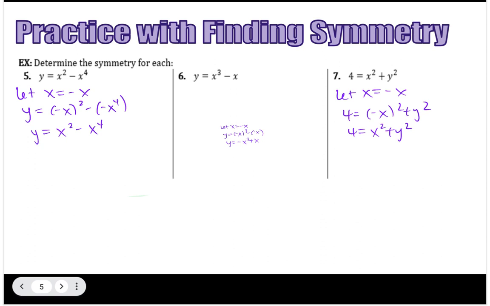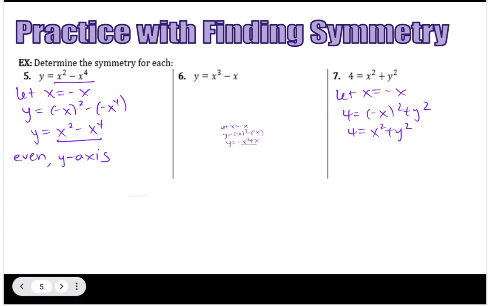So hopefully you gave yourself some time to do that. On number 5, we end up with the exact same function, x squared minus x to the 4th. That means that number 5 is even and it has symmetry about the y-axis.